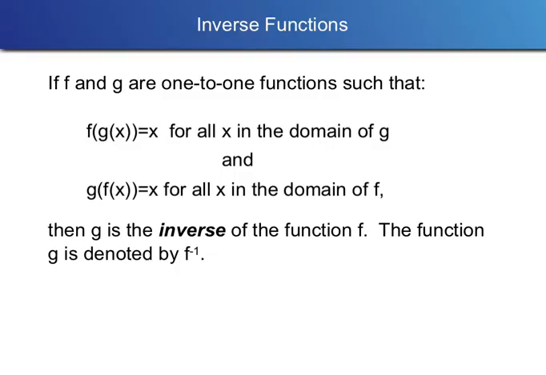Now, next we need to talk about inverse functions. Remember, inverse functions undo each other. So, if f and g are one-to-one functions, such that f of g of x equals x for all x in the domain of g, and g of f of x equals x for all the x in the domain of f, then g is the inverse of f. The function g is denoted by f to the negative 1, meaning inverse of f.